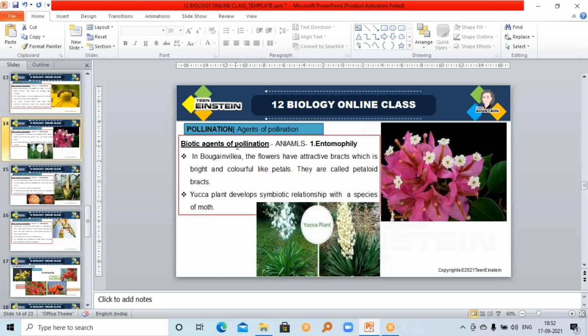bougainvillea. This is also an entomophilous plant. Bougainvillea, you have seen several colors in this. It is a very good garden plant. This is also an entomophilous or insect pollinated plant. In bougainvillea, the white color you can see is the actual flower. The colored part which we are seeing is the bracts.